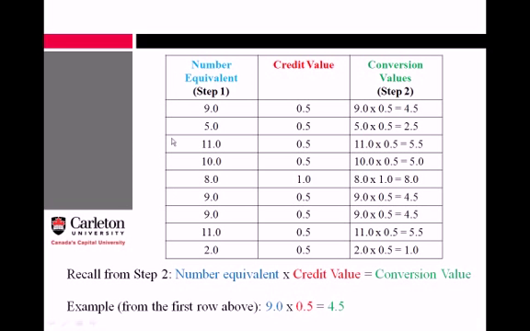So I've just taken the last two columns and put them onto this slide here. So these are your number equivalents of your grades and the credit values for those courses. So recalling from step 2, you take your number equivalent and multiply it by the credit value of the course, and it equals your conversion value. So from the first row above, 9.0, number equivalent of your grade, multiplied by the credit value of the course, 0.5, equals 4.5, right here. So I just showed it here again, 9.0 times 0.5 equals 4.5. And you do this for every course. So you have 2.5, 5.5, 5.0 here, and so forth.